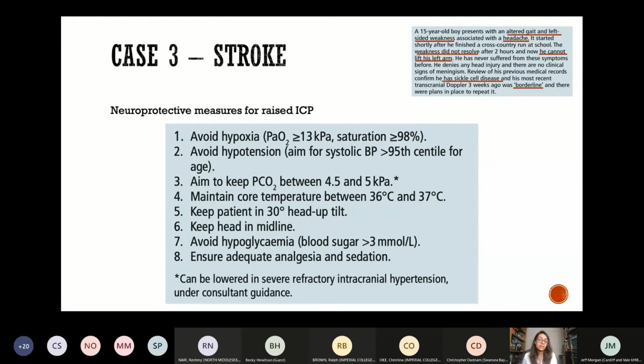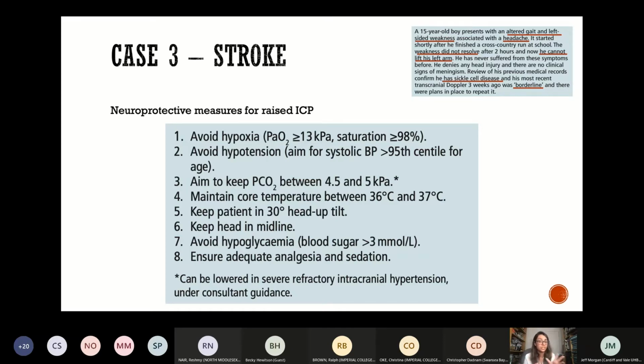So in terms of neuroprotective measures, these are things that you want to try and do if your patient has raised intracranial pressure signs. So for example, if they've got a Cushing's response, they're bradycardic, they've got high BP, if they've got late signs such as sunsetting, or they've got papilledema, or even if they have early signs, in terms of if they've had a hemorrhagic stroke, they could have things like vomiting, visual disturbance, fluctuating GCS, they might start seizing. You want to think about these neuroprotective measures.